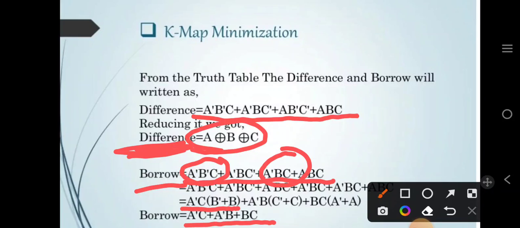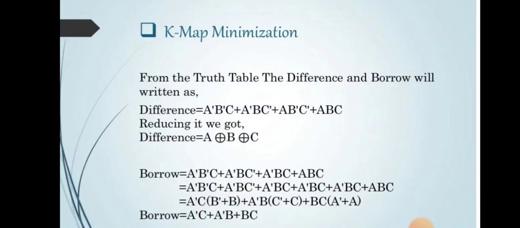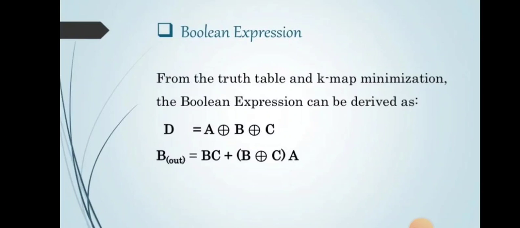So here you have to just implement all the De Morgan's law and all minimization laws. By using this you can reduce the equation. So this is the final equation for difference and borrow. Now the last step is that the same equations are written here, difference and borrow. From the truth table and K-map minimization, the Boolean expression can be derived as these two equations.